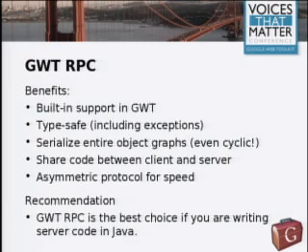The benefits of GWT: it comes out of the box. You don't have to write any code to use it. It's type safe, like a traditional Java remote API, including exceptions. You can serialize entire object graphs, including cyclic ones. Whereas with JSON and some of the other methods, you're really only getting primitives, arrays of primitives, things like that. In this, you can actually send an entire graph of objects, including if there are self-references in the graph. GWT automatically takes care of that.